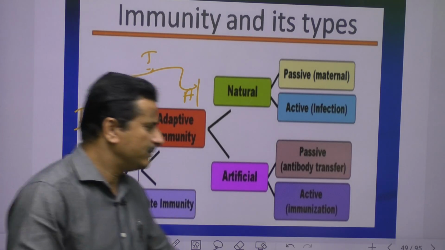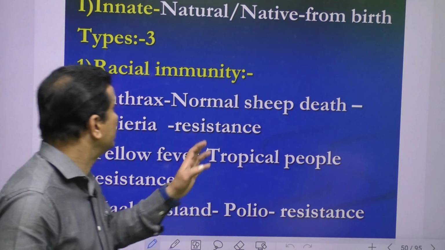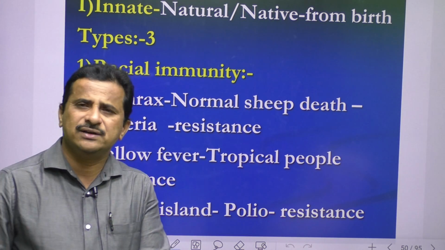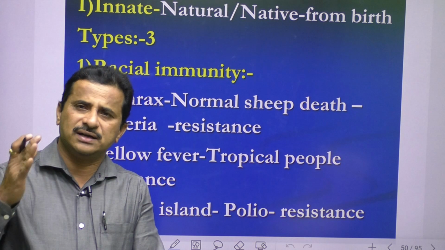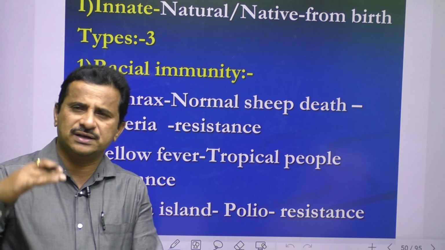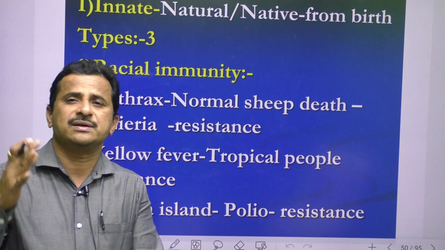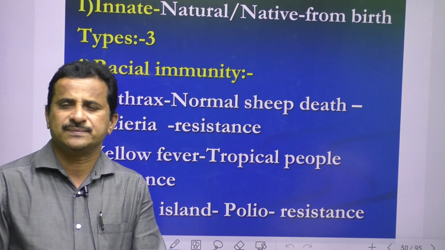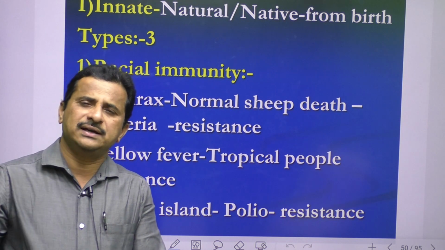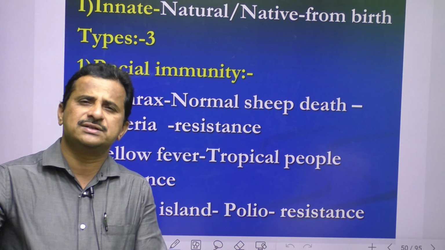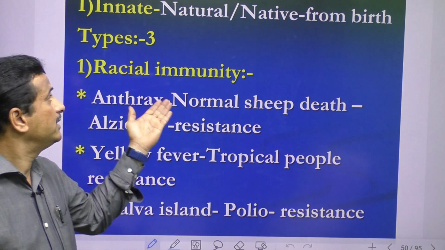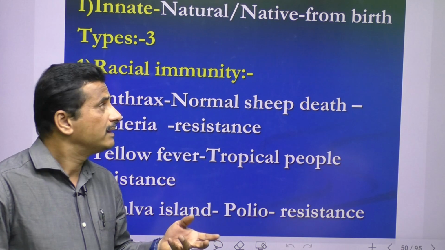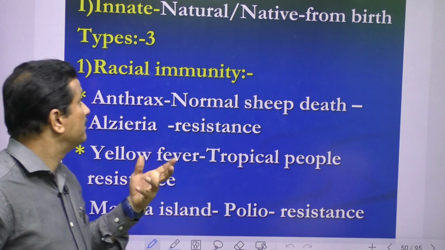First one, innate immunity. Innate immunity is also called natural immunity, native immunity. It is present at the time of birth, because of our genes, etc., we show some immunity. So these are present from birth onwards. Acquired immunity comes later, after birth, by different methods we get immunity. But native immunity is natural immunity, individual immunity, present from birth onwards.